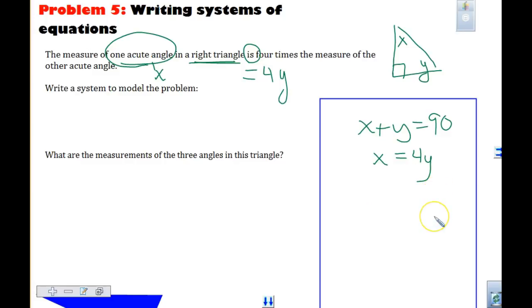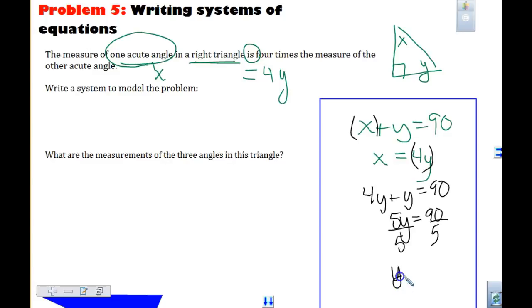Substitution or elimination? Which way do we want to solve it? I personally think it is set up so that I would substitute here and put 4Y plus Y equals 90, and I get 5Y equals 90. It's almost clearer and easier to do it that way. I could have multiplied that equation, but then I'd have to rewrite it if I'm doing elimination. So when I divide 90 by 5, Y is equal to 18.